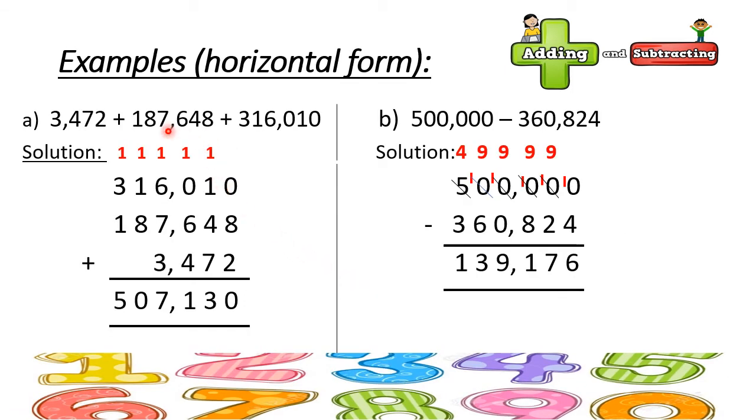Now these are the examples in horizontal form. In example number 1, you can clearly see that the question is given in horizontal form, and in this question we have been given three numbers. This is number 1, number 2 and number 3. The sign between these numbers is plus, which means we have to add these numbers. In the solution, we cannot add these numbers directly in horizontal form.